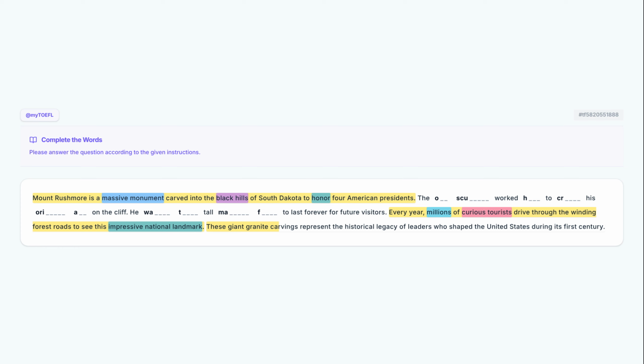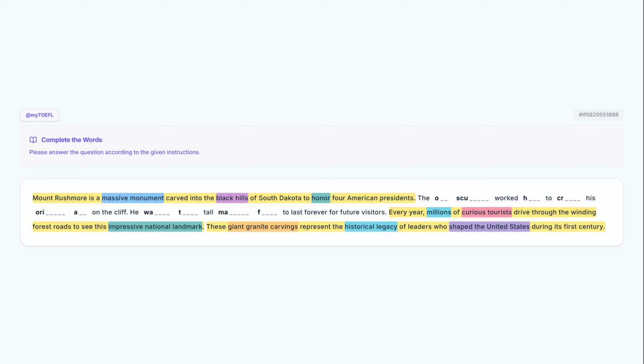These giant granite carvings represent the historical legacy of leaders who shaped the United States during its first century. This sentence describes the giant granite carvings as a representation of a historical legacy. The focus on leaders who shaped the United States explains why the monument is considered so important to the country's history. We are now moving into the section where we need to complete the words. These sentences will develop the main idea further, so keep the logical flow of the passage in mind as we solve the gaps.